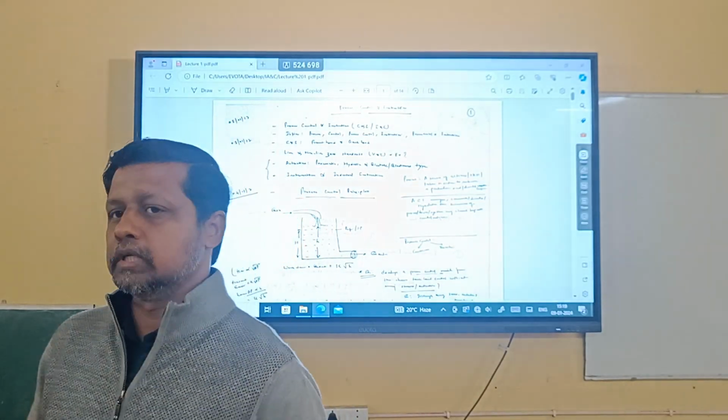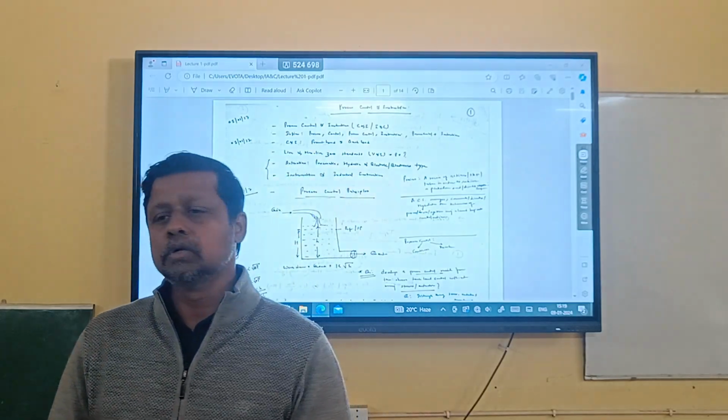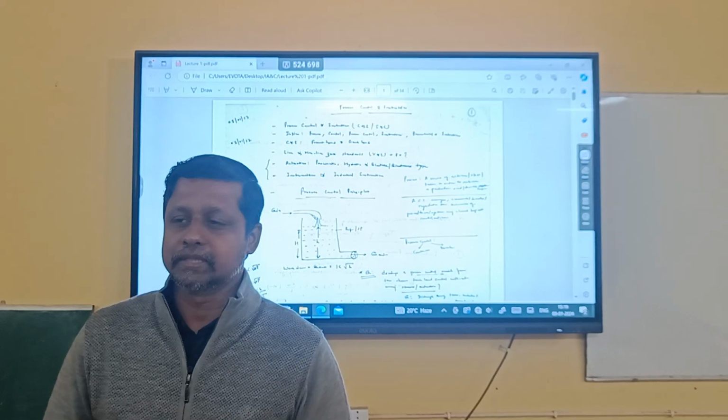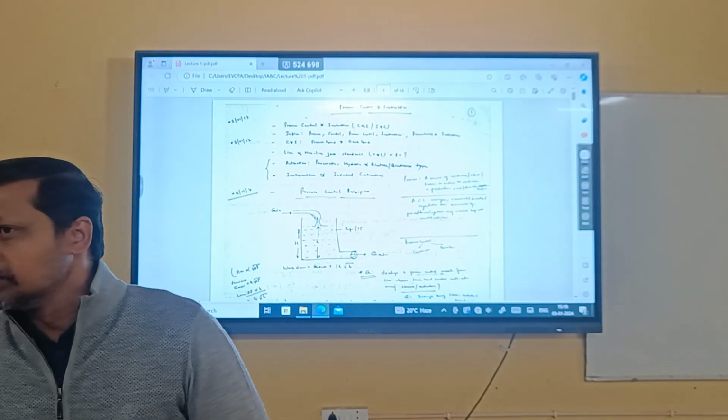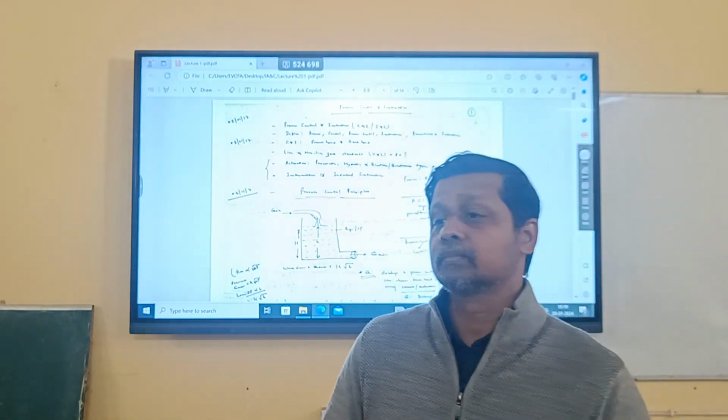Now we want to decide which one will be the front end, which one will be the back end. How would you decide? How would you decide?